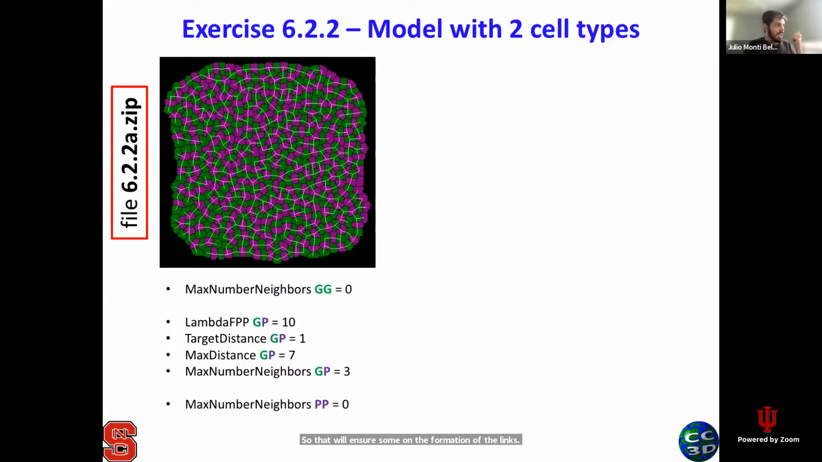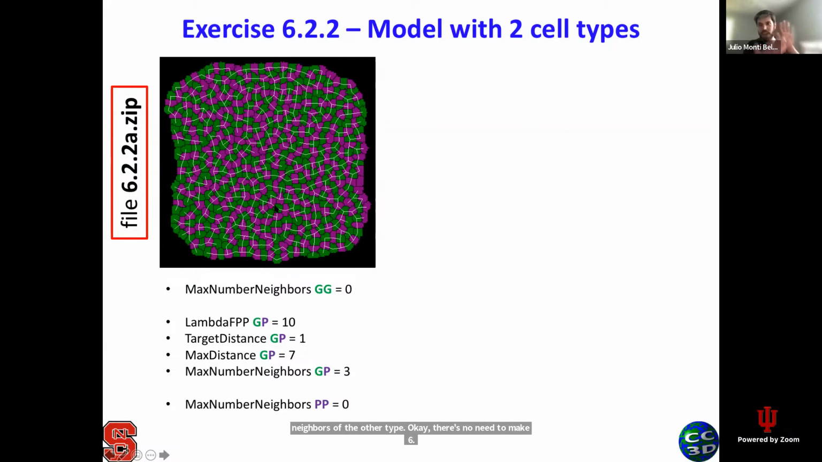And the other thing that I did is that I set the maximum number of neighbors to be 3, because if you look at a well-mixed cell, you usually have 3 neighbors of the other type. There's no need to make it 6, at least when you have a half and half distribution of cells. 3 is a good one. And then I made the target distance between the cells to be 1. And I think that's what Sharon mentioned, that you have to push to extremes.